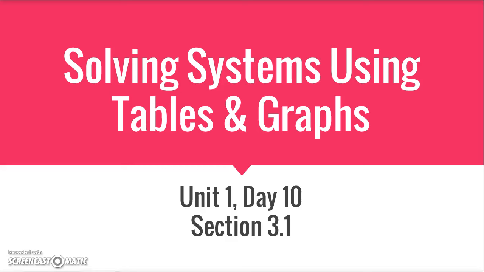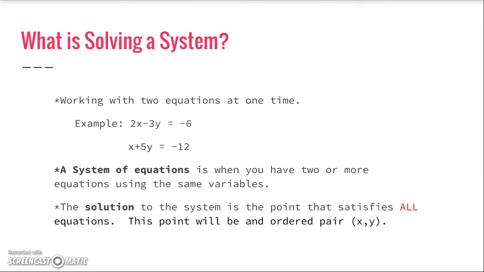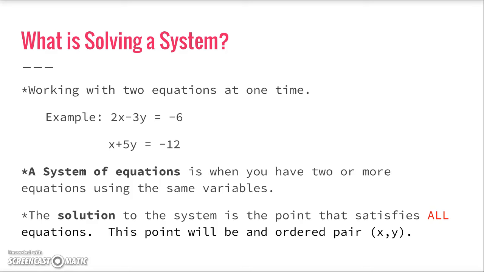Hi class, tonight we're going to talk about solving systems using tables and graphs. So, what is solving a system? We're going to be working with two equations at one time. In this example, we have 2x minus 3y equals negative 6 and x plus 5y equals negative 12.